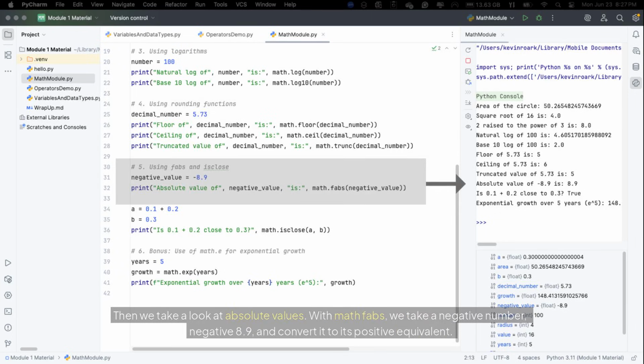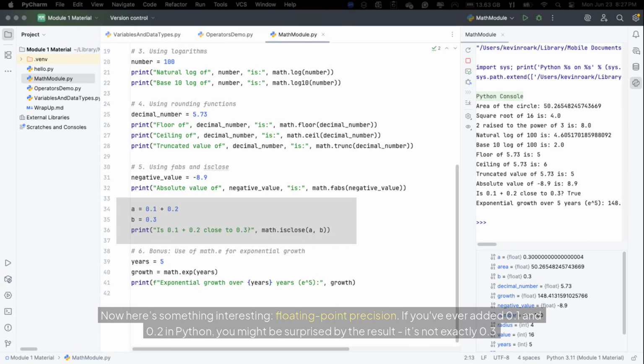Then we take a look at absolute values. With math.fabs, we take a negative number, negative 8.9, and convert it to its positive equivalent. This is helpful for tasks such as measuring distances or differences where direction doesn't matter.